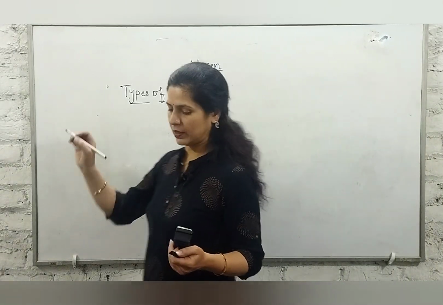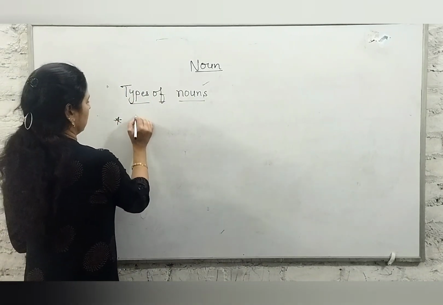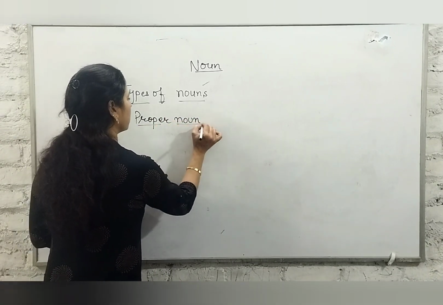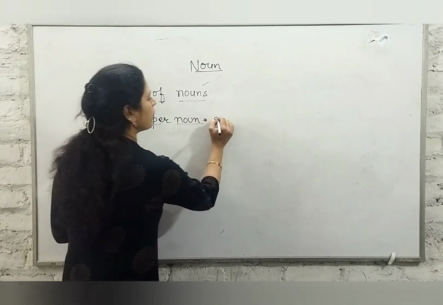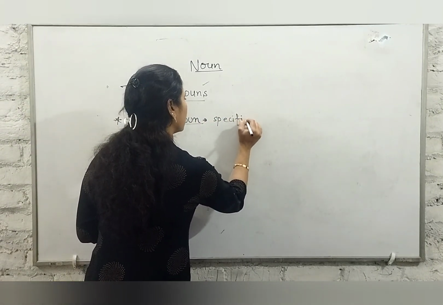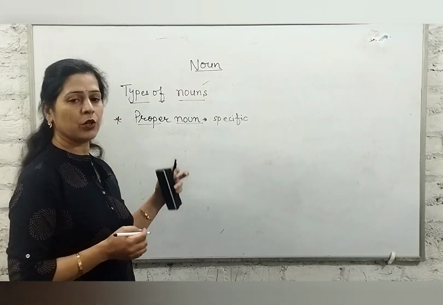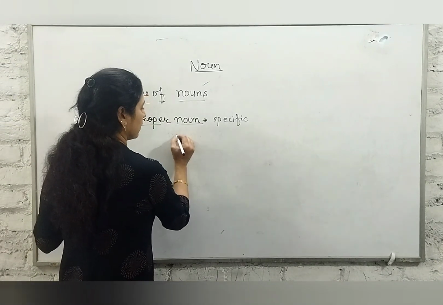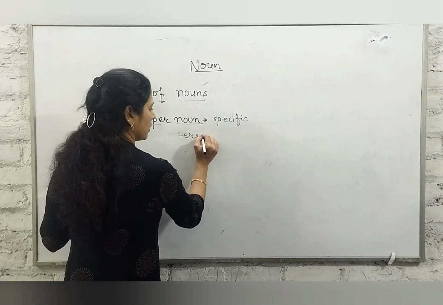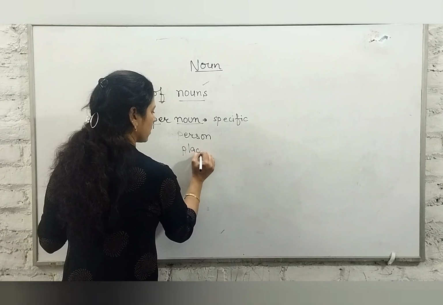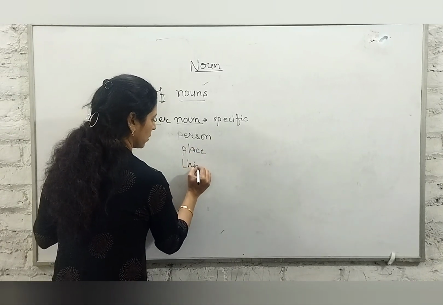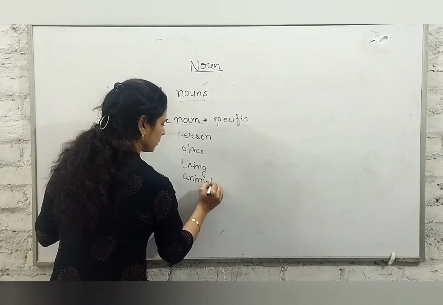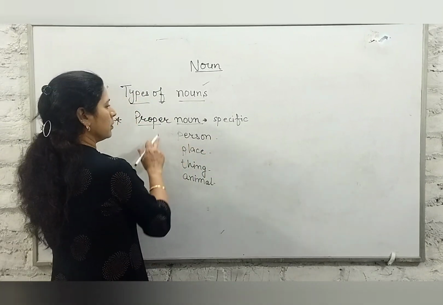Okay, let's start with the first one, that is proper noun. Proper means specific. You have to just keep this single word in your mind. Whenever you talk about proper nouns, you have to just think about the specific. What is specific? Specific name of a person, specific name of a place, specific name of a thing, right? Specific name of an animal, and so on. So these are proper nouns.